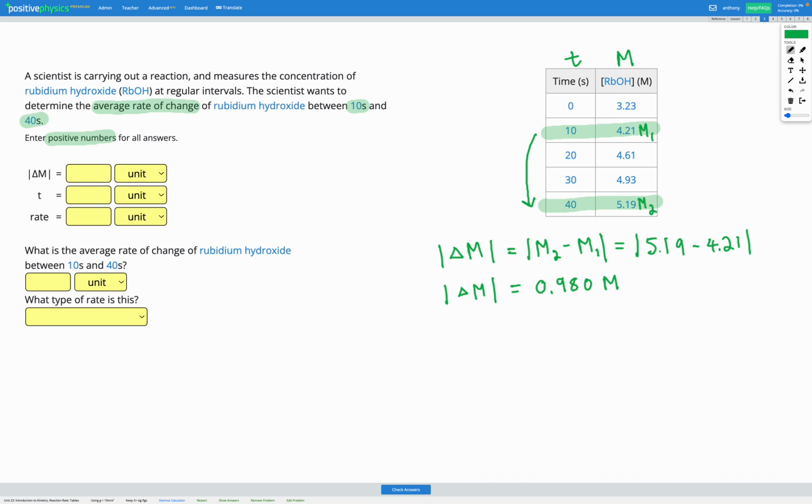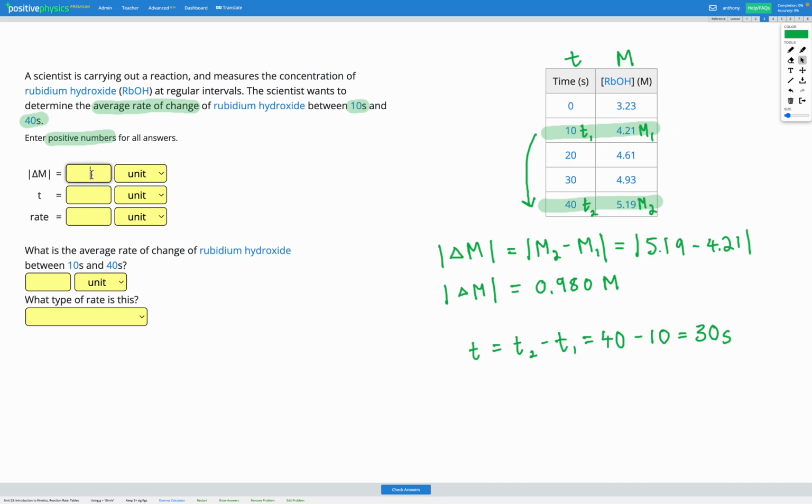To find the time, we started at 10 seconds and ended at 40 seconds. So if that's our T1 and our T2, to find the time of our reaction, we're going to take the final time and subtract the initial time. We ended up at 40 seconds. We started at 10. So the overall length of the reaction was 30 seconds. So that's how we find our change in concentration or molarity and our time.